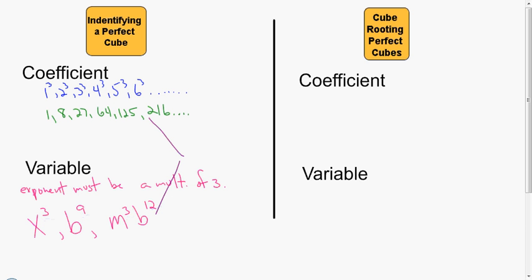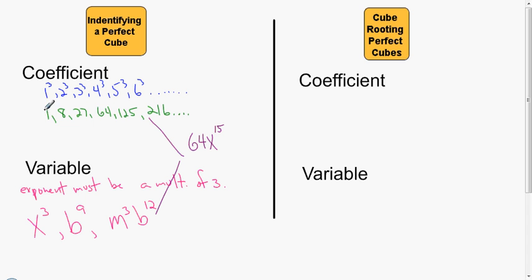So something like, let's say, 64x to the 15th would be a perfect cube. This is important to be able to recognize because, as part of the factoring process, you're going to have to cube root these perfect cubes. So let's talk about that now.